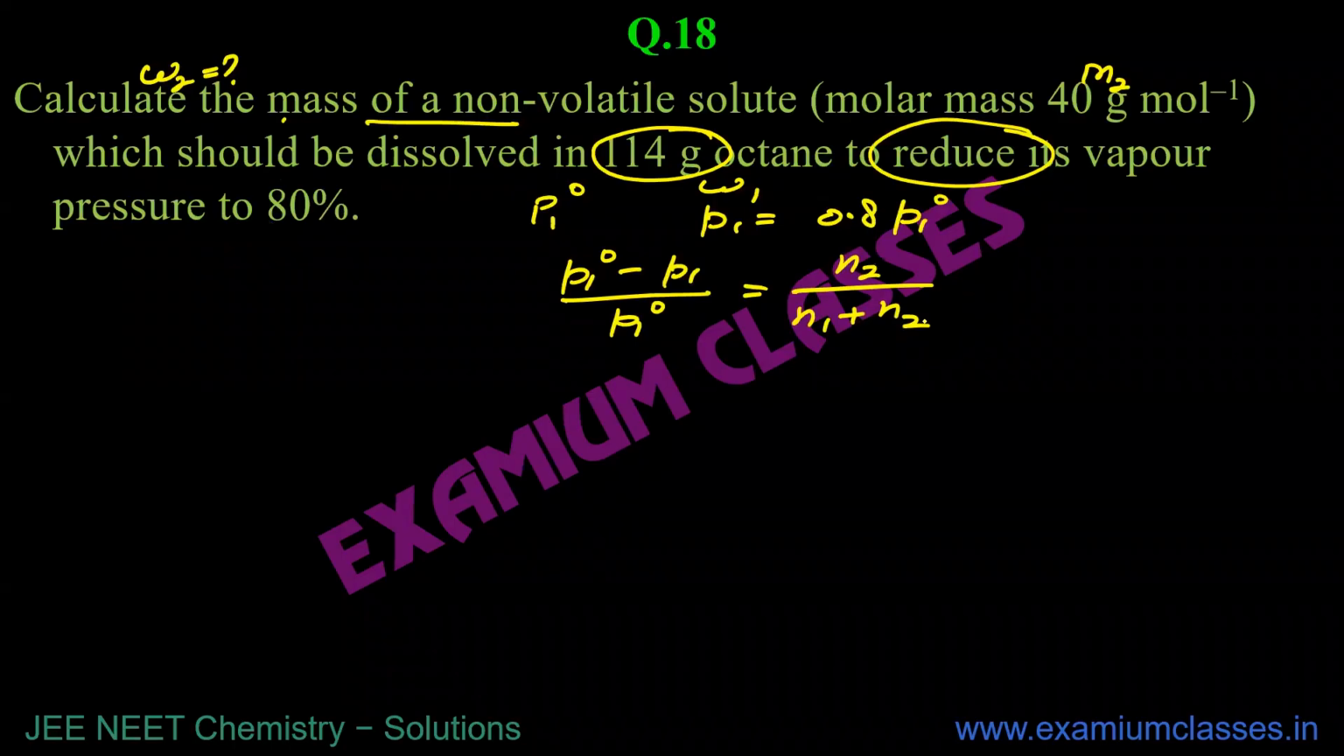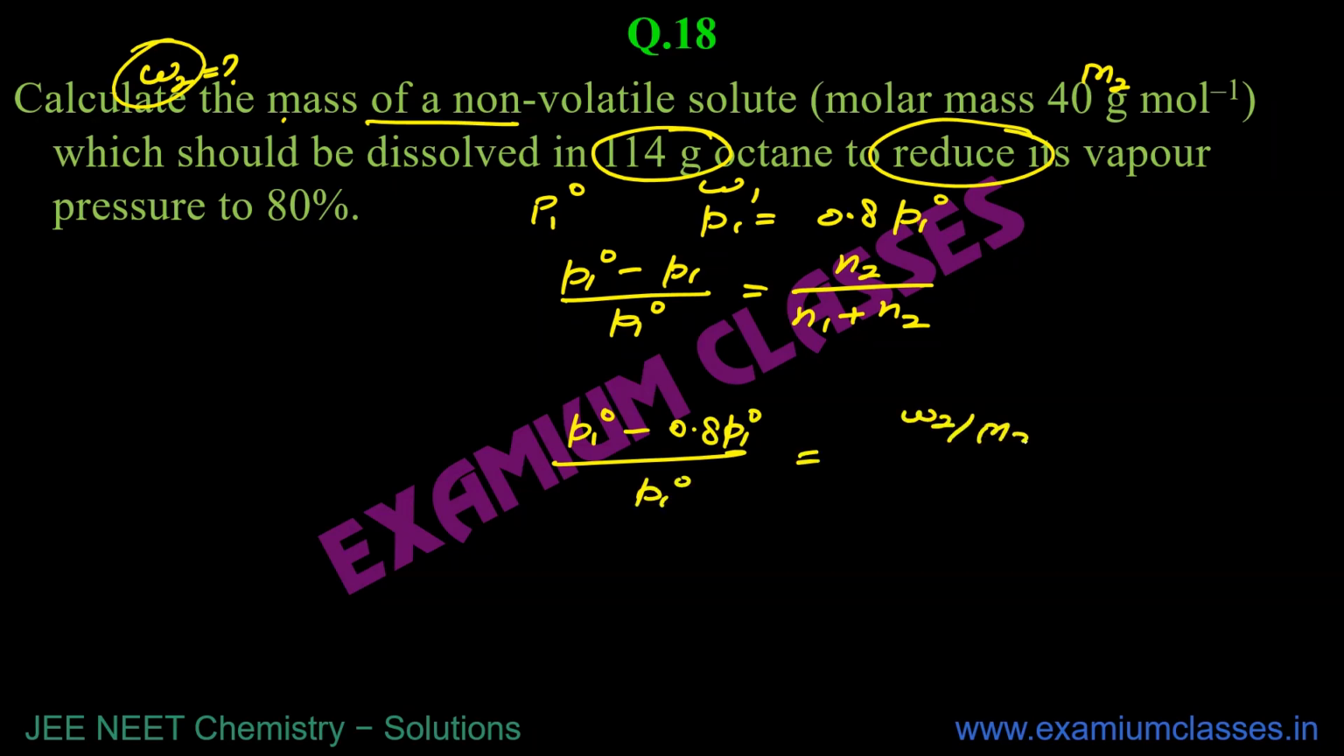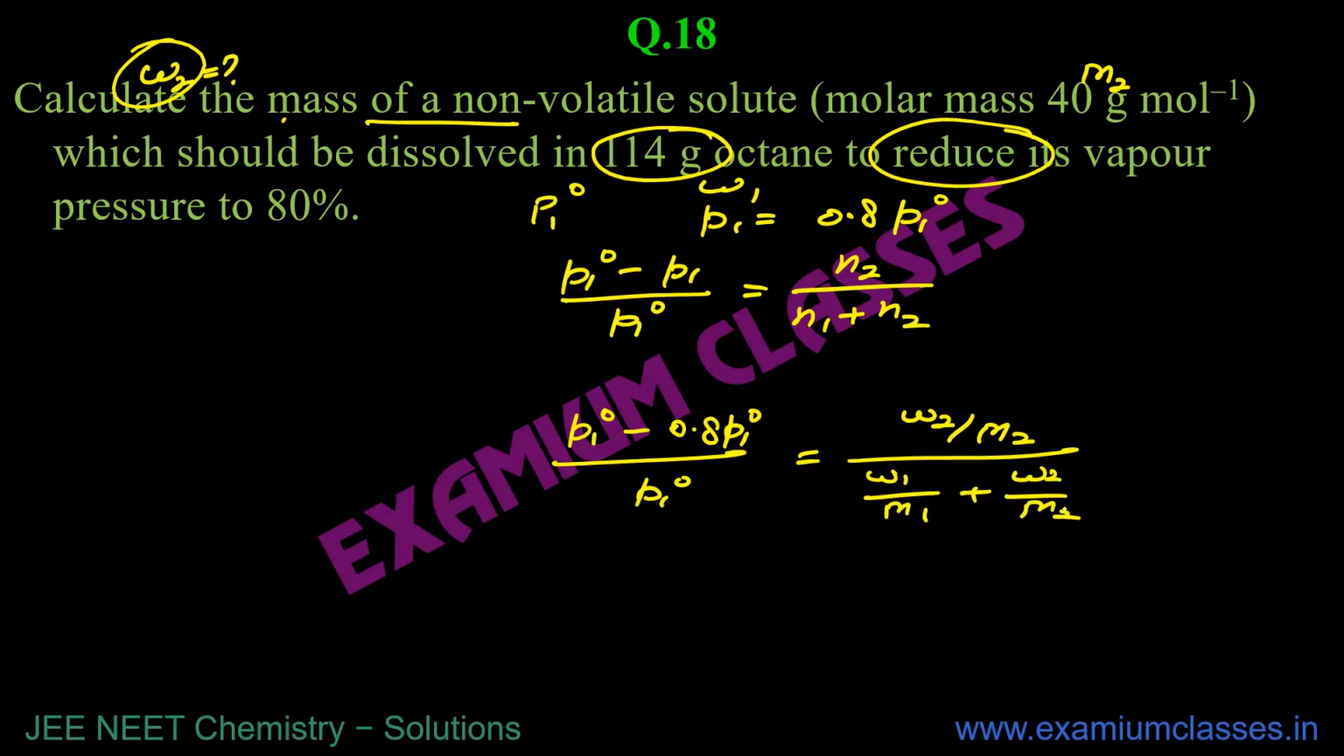N2 you can calculate: given mass divided by molar mass. So if I write P1 naught minus P1, we have 0.8 P1 naught divided by P1 naught equals N2, which is given mass divided by molar mass, divided by N1 plus N2, which means W1 by M1 plus W2 by M2. Now here W1 by M1 is very easy to calculate because W1 is given as 114, and if you calculate the molar mass of octane, it comes out to be 114, same thing.